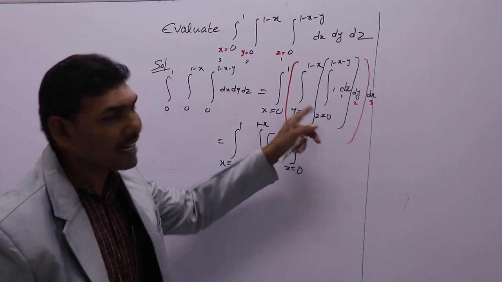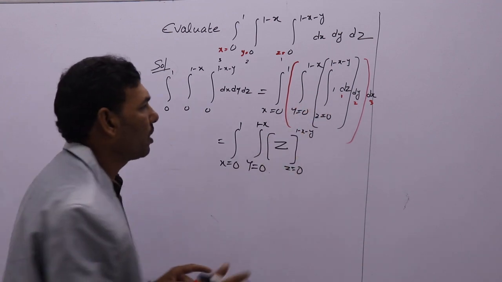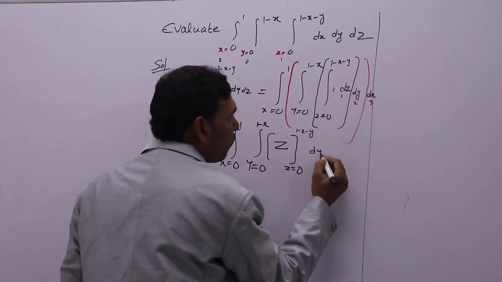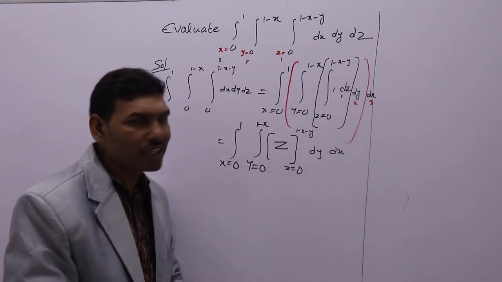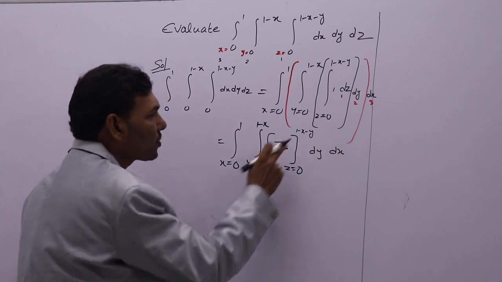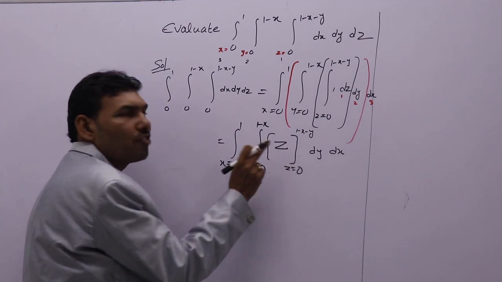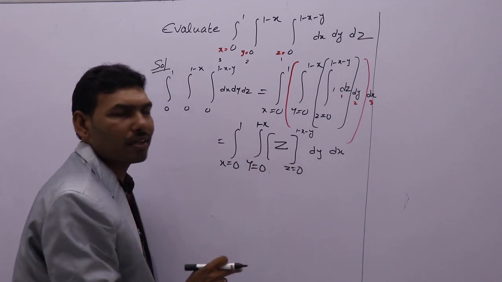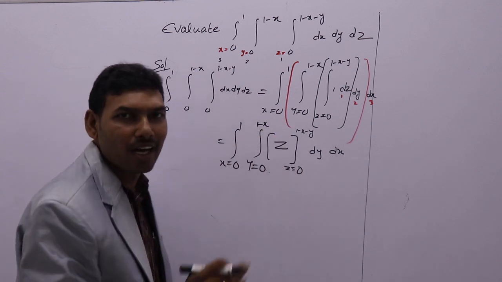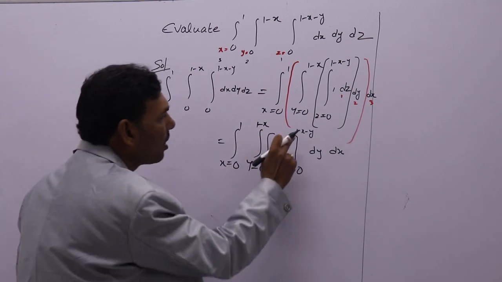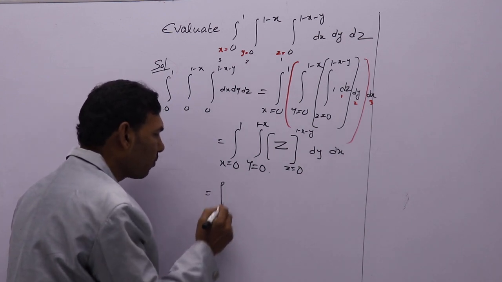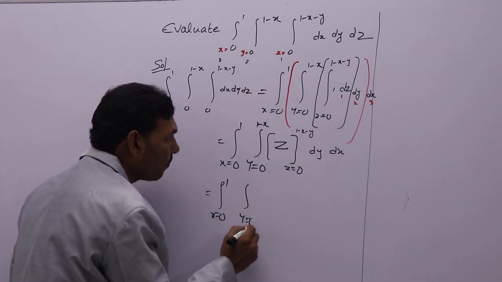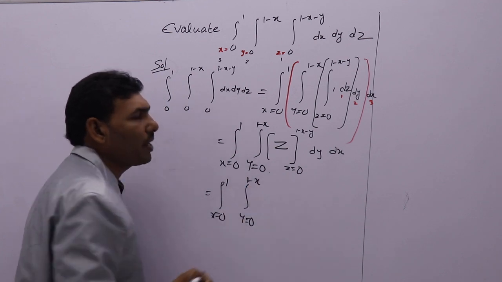With respect to z, integration is over. Now with respect to y, and then with respect to x, we need to do. Before going to y, first you need to substitute the upper limit in the place of z, next the lower limit. What is the upper limit? 1 minus x minus y. Write that one first. X equal to 0 to 1, y equal to 0 to 1 minus x.